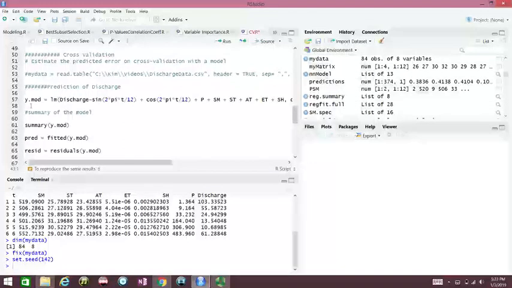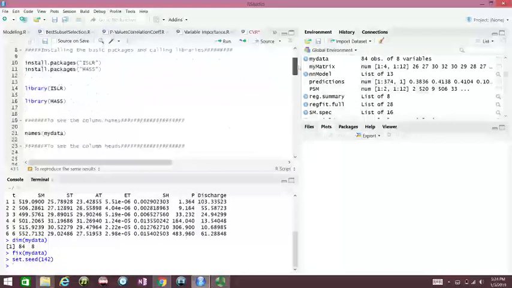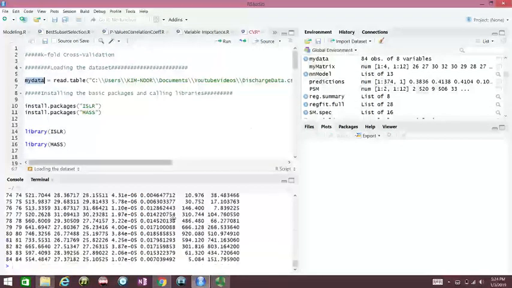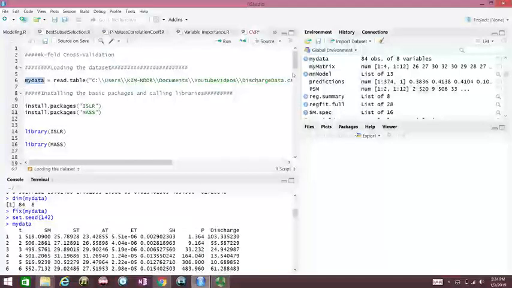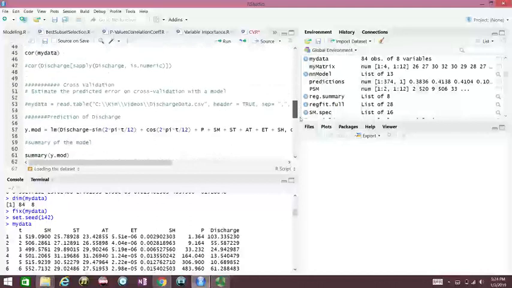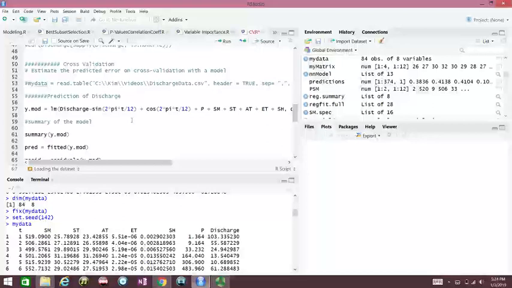Everything you need, Y for the output, equal LM, linear model, discharge is the response here, plus sine of 2 times pi times t divided by 12, and cosine. Why divided by 12? Because we have monthly data. In my data, we have 84 observations, it's monthly data. Let me run it here. So 84, these are monthly data, and when we divide T by 12, we find 7. 7 times 12 equal 84. So 7 years.